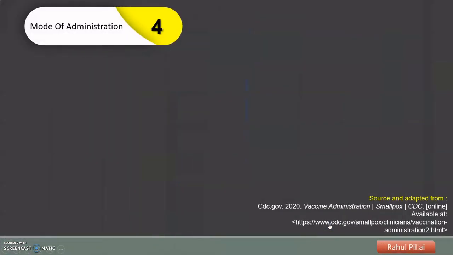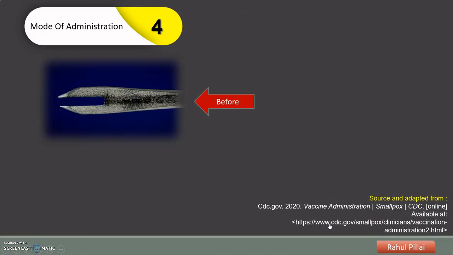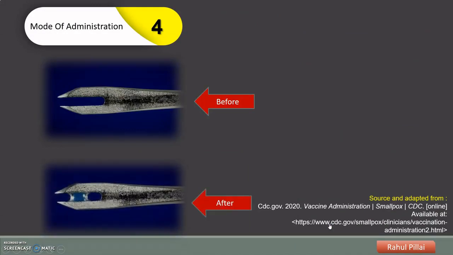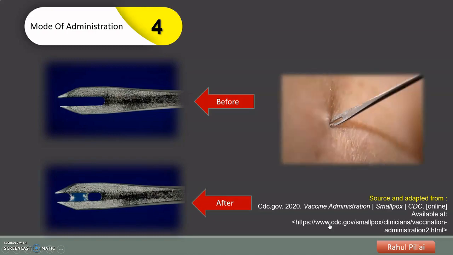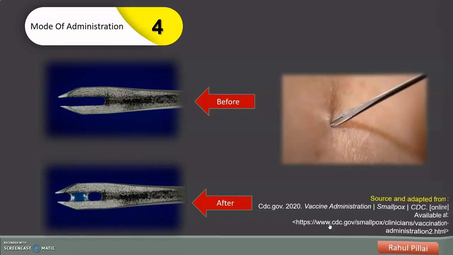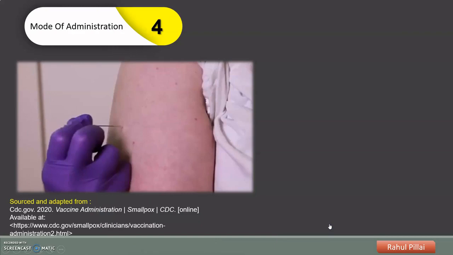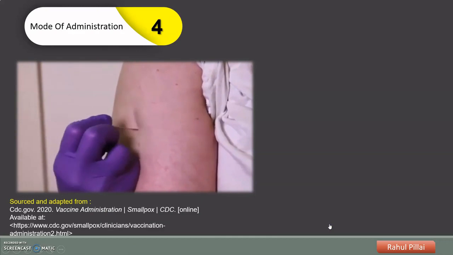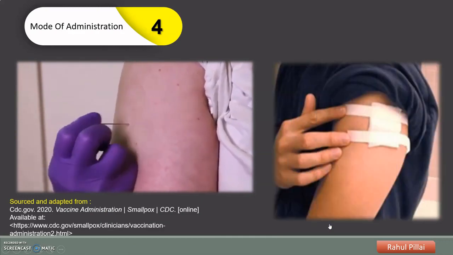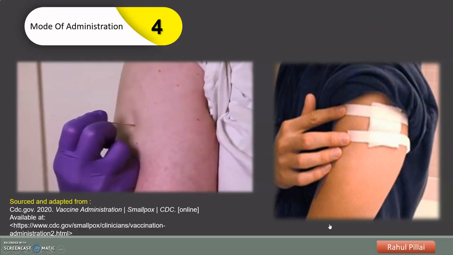The images shown here are the prongs of the needle before and after loading it with the vaccine. The vaccine is administered on the upper left arm by continuous puncturing of the skin 3 to 7 times. After vaccination, the site is covered with a gauze pad to protect it from pathogenic infection and prevent transmission of vaccinia virus to other individuals. The site eventually forms a blister and scabs off.